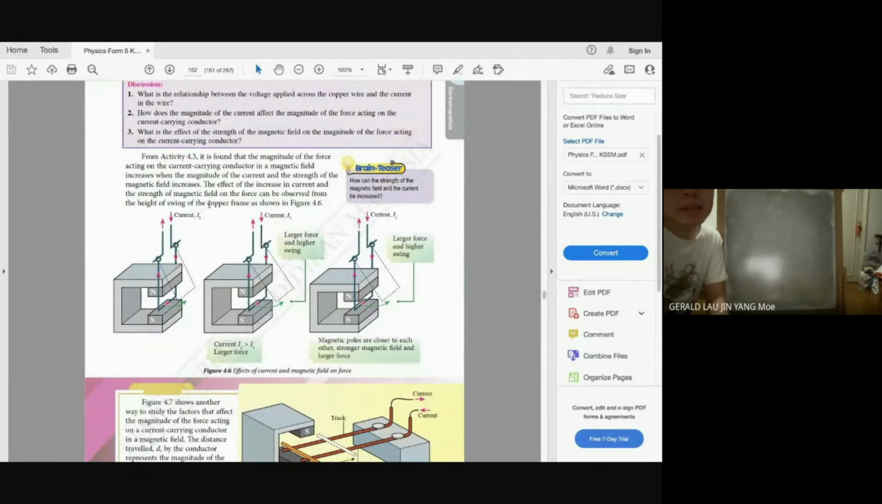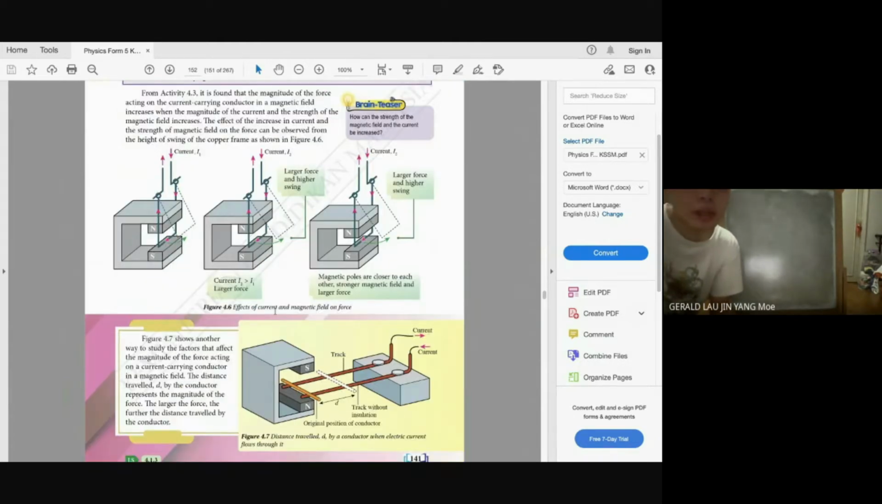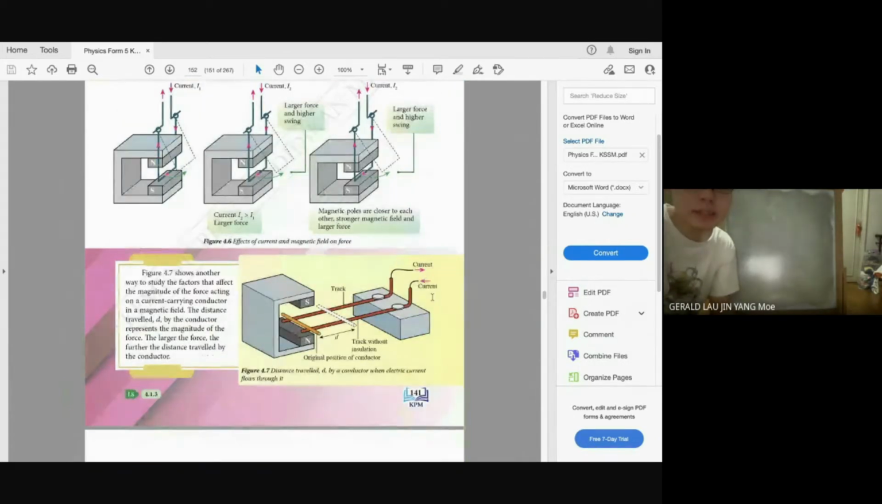Basically that means if you have a higher current, you'll produce a larger force, because if you have a higher current or higher magnetic field strength, then you will have a larger force. So in this case, you have to determine where the rod will move from the original position of the conductor. The force will push it, but you have to determine the direction of the force first.